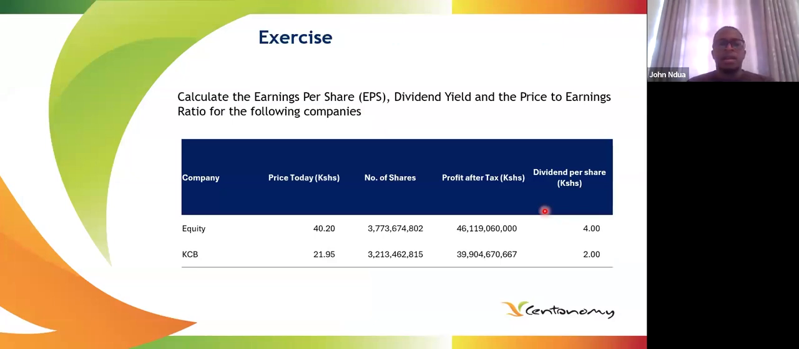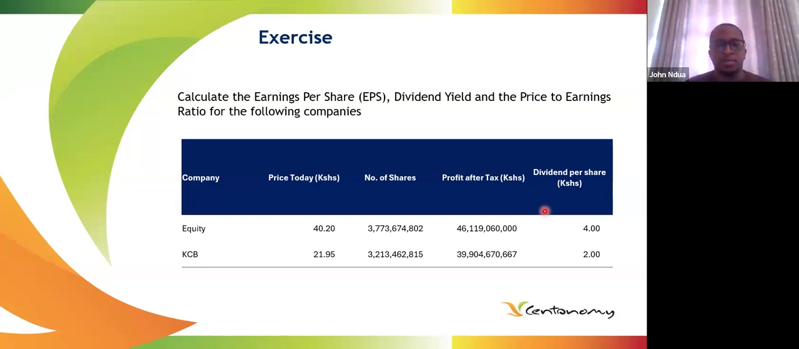So now I'll show you how to calculate them and how to collect the data, because it's easier to do it in this manner. So these are the various data once you have identified the two companies you like. And in this case, we're going to choose between Equity and KCB. This is how you compile the data. You compile the price for the two companies, and you get that data from the Securities Exchange. For Equity, it was 40.2, and KCB 21.95. And this is dummy data, so don't use it as the truth.